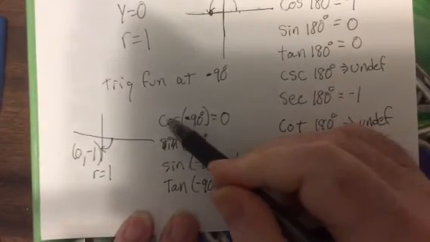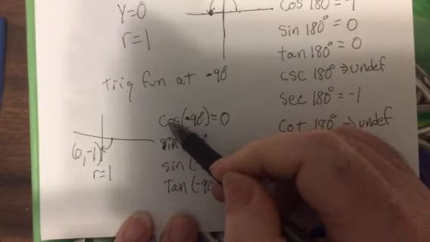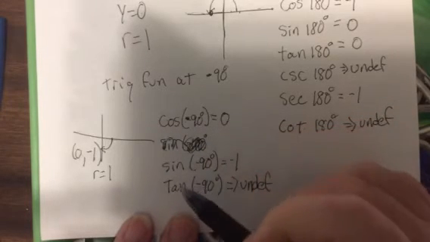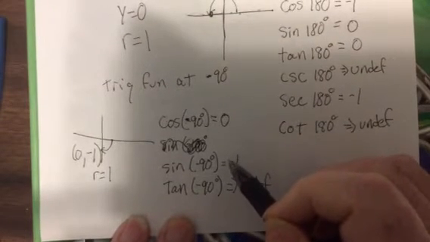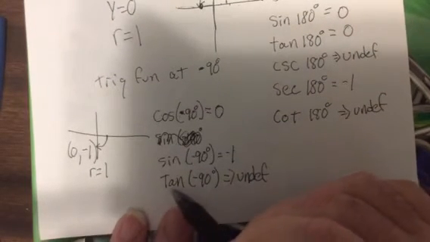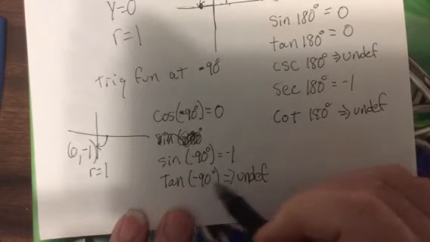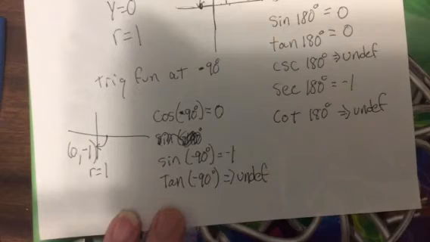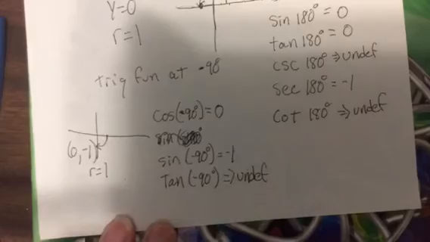Now, secant is the reciprocal of cosine. You should know that. So if cosine is 0, secant of negative 90 would be undefined. Cosecant's the reciprocal of sine, so it'd be negative 1. And tangent and cotangent are reciprocals. Tangent is undefined, so cotangent would be 0. Because this is 1 divided by undefined, so the reciprocal is 0. Cotangent of negative 90 would be 0.